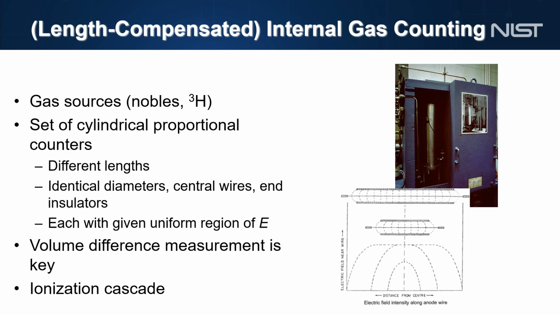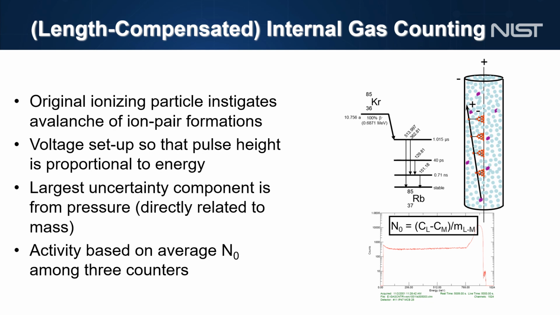In internal gas counting, radioactive gas sources are mixed with an inert gas carrier, which is ionized by the radiation of decay. The sample is measured in a set of several cylindrical proportional counters of different volumes. The proportional counters are operated in the voltage range under conditions in which the pulse height is proportional to the energy of the original ionizing particle. The result is based on the average of sample results in becquerel per mole among the three counters, while the uncertainty is dominated by that on the mass-dependent pressure.